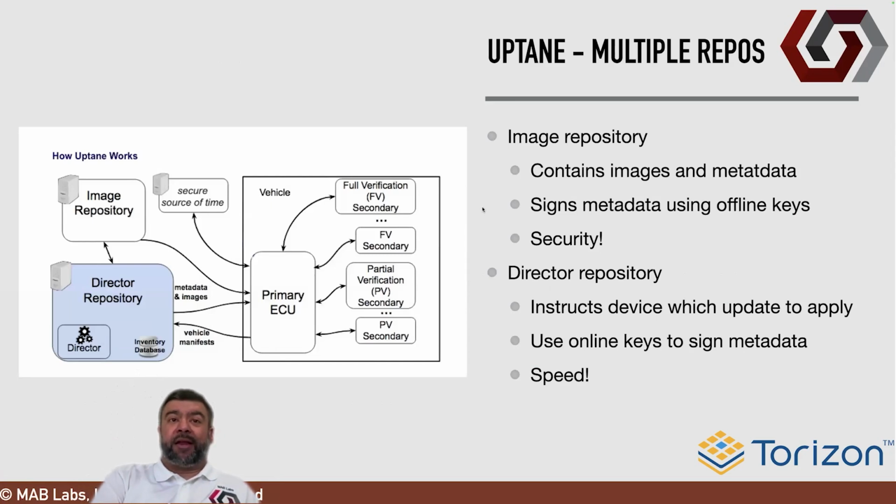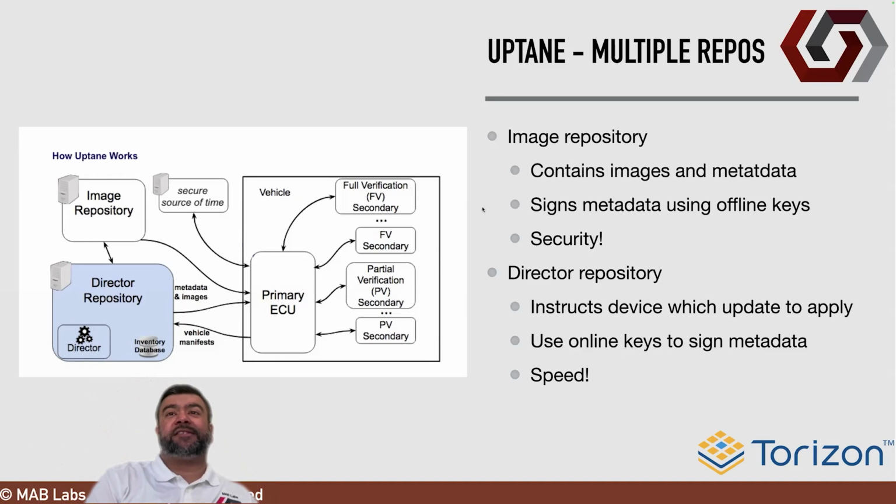So this diagram just shows how that process works in the context of the automotive space. Uptane balances both security and speed by using what are called different repositories. In the case of security, you have multiple servers that act as your source of image repositories, right? Each image repository contains an image and metadata, and these images and metadata are signed using offline keys, right? So there's some security built into it in that these keys are never made available.